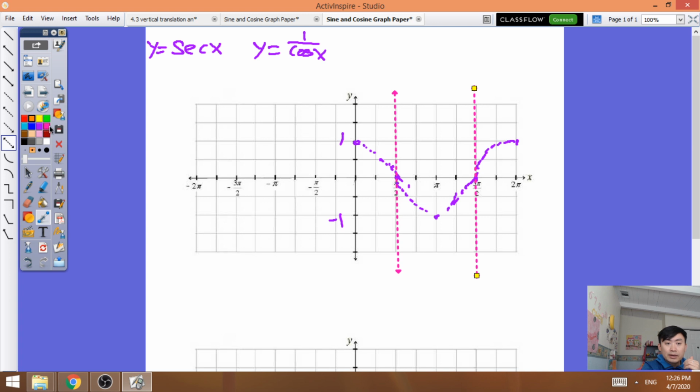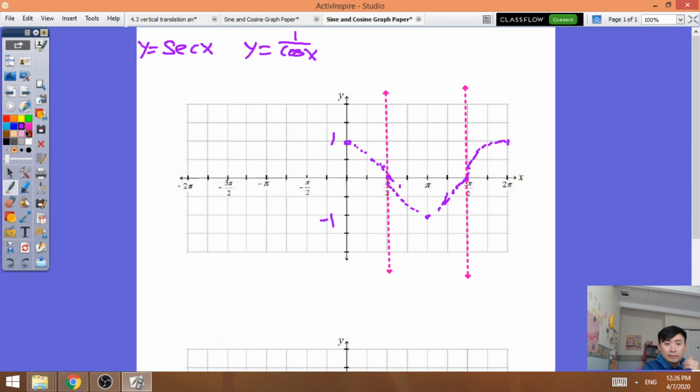Okay, let's use pink. Okay, so that means like this. That's just a half parabola. And this one's one full parabola. Okay, let's just fix this.